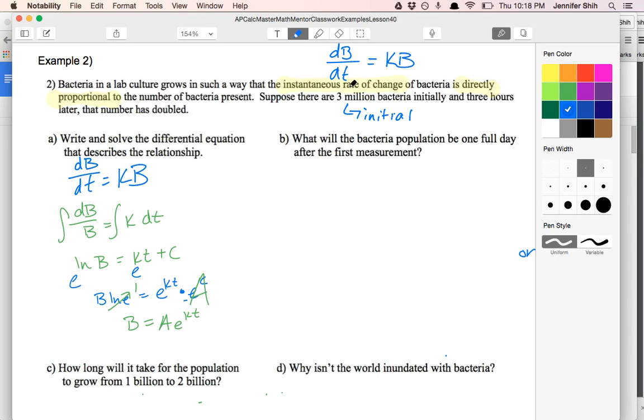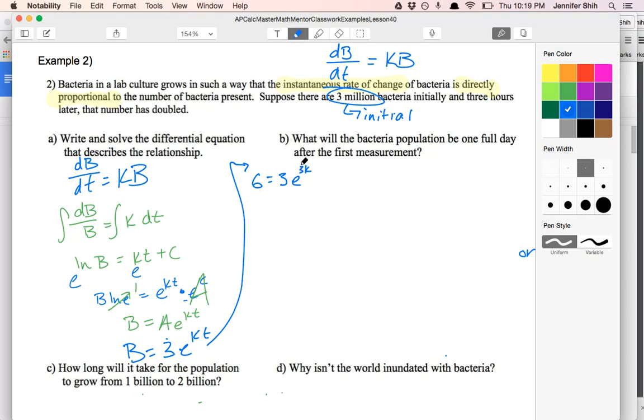But we have an initial value. Our initial value is 3 million. I'm just going to abbreviate 3 million instead of writing out 6 zeros. I'm just going to abbreviate it as 3, and then e to the kt. We have too many variables in here. We have 3 variables. Let's use the fact that the bacteria is going to double in 3 hours. So instead of 3 million, it's going to go to 6 million in 3 hours.